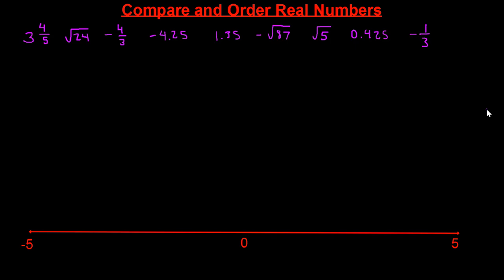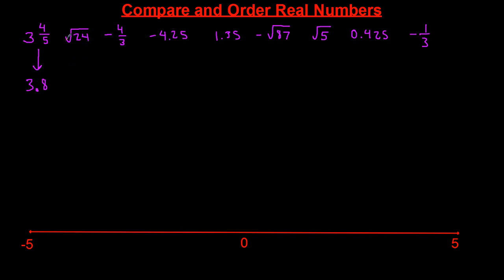Okay? So the first thing we want to do is put all the numbers in a form in which we could compare all of them. I think the best thing to do is to turn everything into decimals and then go from there. So 3 and 4/5, we have 3, and then 4 divided by 5 is going to give us 0.8. All right, so our first one is 3.8.